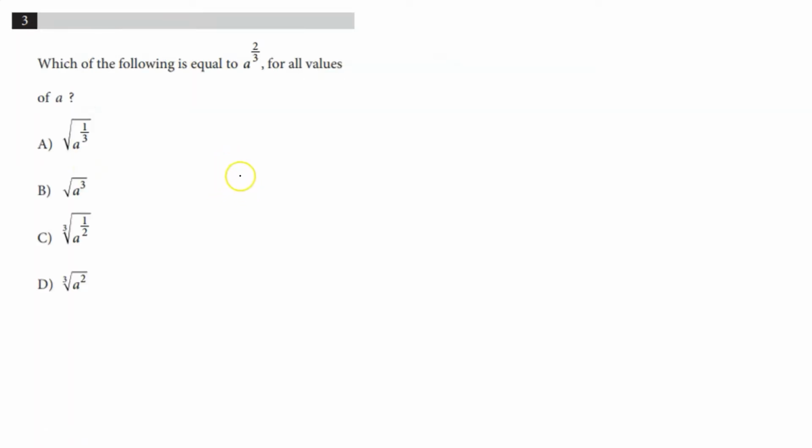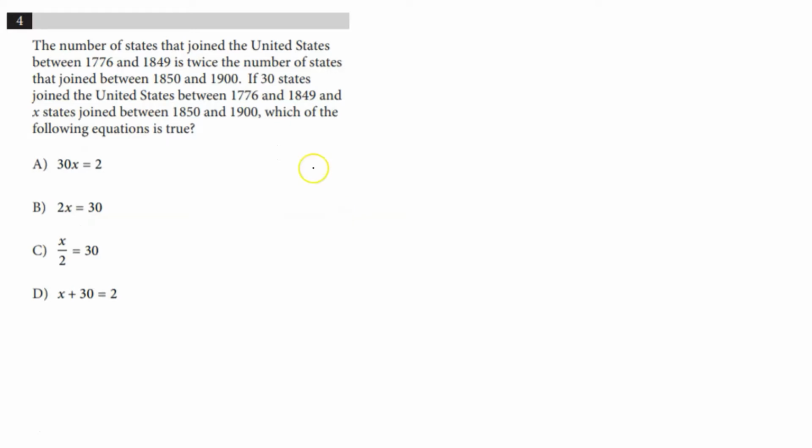Which of the following is equal to a to the 2/3 power for all values of a? So by definition, a to the 2/3 power is a squared, and that quantity cube rooted. If you need any review with fractional exponents, this is a question that uses it. So, like I said, as you can see here, the answer is D.